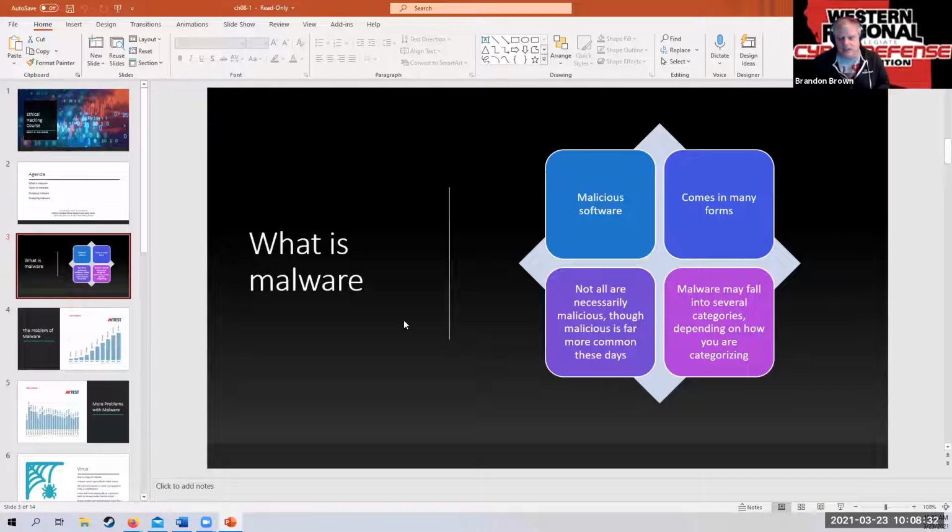Not all of it is necessarily malicious, though malicious is far more often the case than any other type of malware. Okay, so some types of malware like spyware and adware serve a purpose to get you to click somewhere and take you to a site so that whoever made that gets a fraction of a penny. It can also fall into categories depending on how you're categorizing it. Like I said, viruses and worms and adware and spyware and ransomware and everything in between.